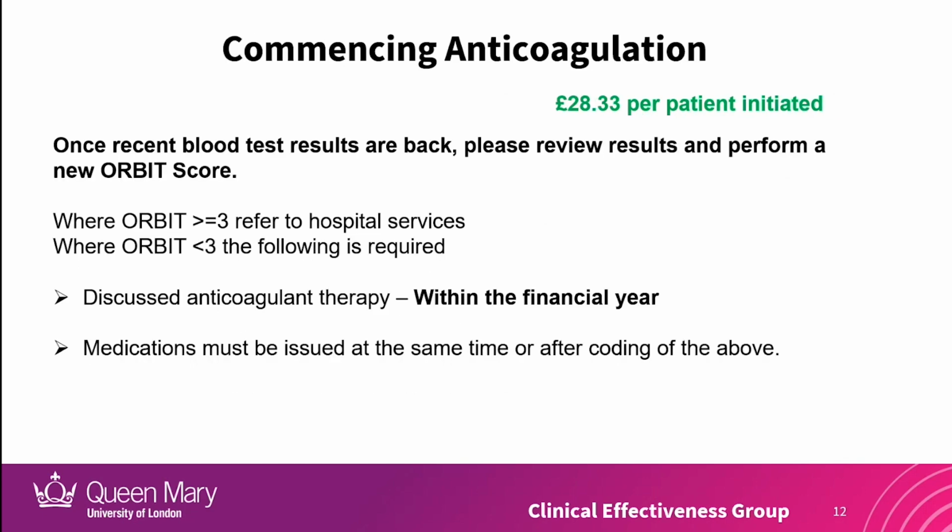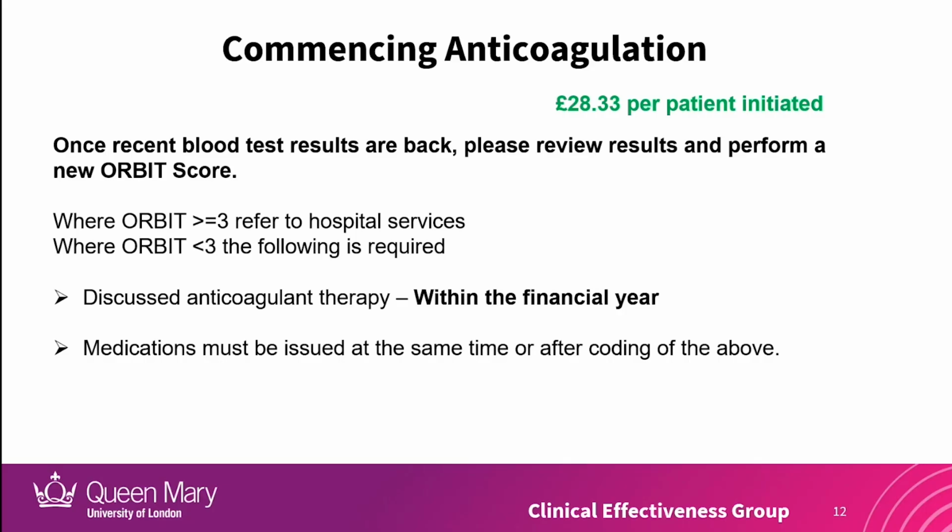And then you would then start initiating the anticoagulation. So again, as I've said year on year, the whole point of this was to identify that practices initiate the anticoagulation rather than sending them to the clinics in the hospital to initiate. So what needs to happen is on the day that you have seen them, you would issue the medication. So you check their ORBIT score. If it's equal to or above 3, then you do refer them to hospital because you are unable to do the initiation at the practice.